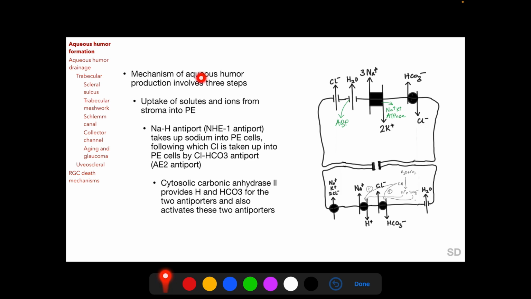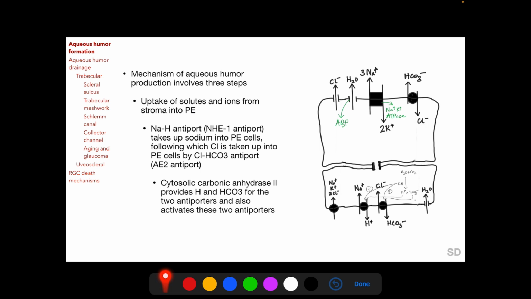Mechanism of aqueous humor production involves three steps. In the first step, solutes and water are transferred from the ciliary stroma to the pigment epithelial cell. In the second step, they are transferred from the pigment epithelial cell to the non-pigmented epithelial cell, and in the third step, they are transferred from the non-pigmented epithelial cell to the aqueous humor.